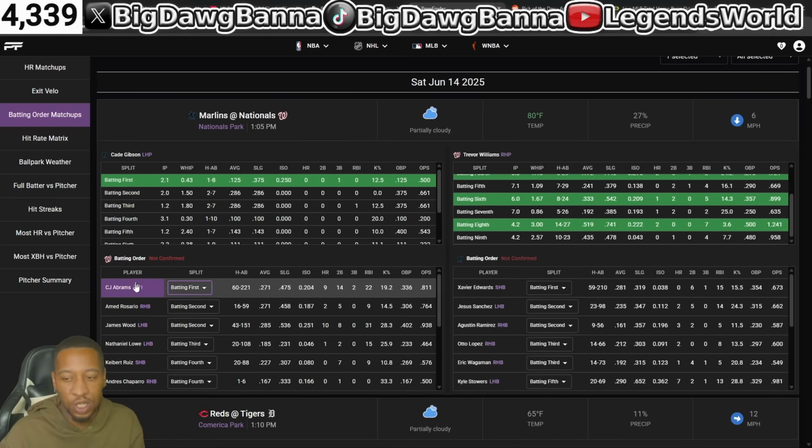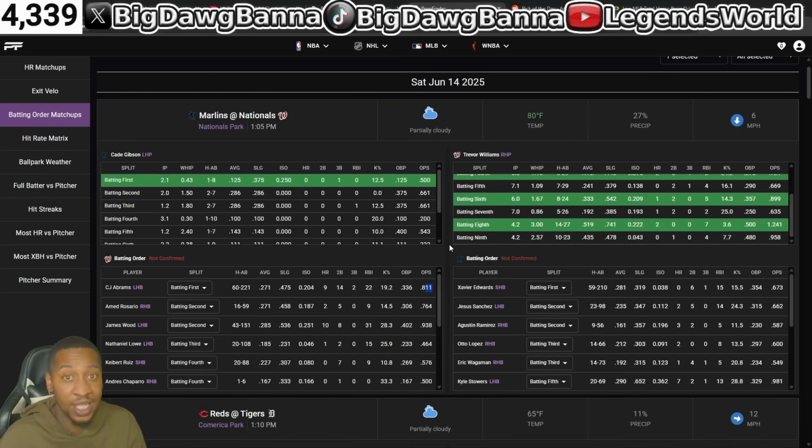So let's say we do know that it is CJ Abrams, which is most likely going to be. Knowing that Cade Gibson has a .375 slugging, a .250 ISO, and a triple he's given up to that first spot with the .250 ISO power. You can also see CJ Abrams: .271 batting average, .475 slugging, .204 ISO, 9 homers, 14 doubles, 3 triples, 22 RBIs with an .811 OPS when he bats at the first spot. So if that is where he is, those are 2 that sync together, and you can see them bounce off of it. Now, that's when the lineup isn't confirmed.